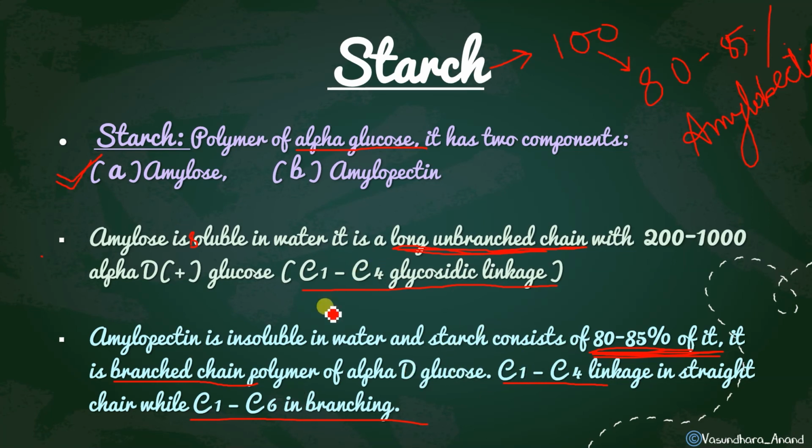Glycosidic linkage is present. C1-C4 glycosidic linkage is only present in the straight chain, but in the branch, C1-C6 linkage. So this is a 2-marker question: write the differences. An MCQ can be asked: why is amylose soluble in water? Because it is unbranched. Or why is amylopectin insoluble in water? Because it is a branched chain. Second question: out of amylose and amylopectin, which one is the major content of starch? That is amylopectin, which is 80 to 85%.